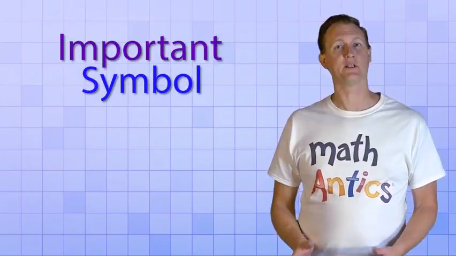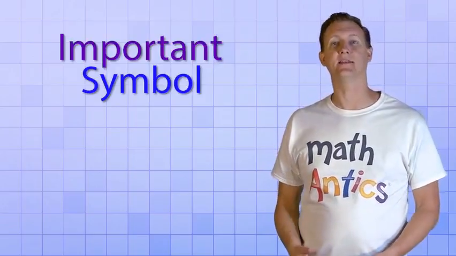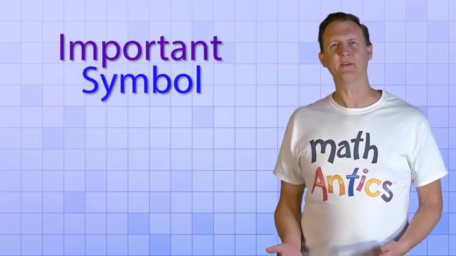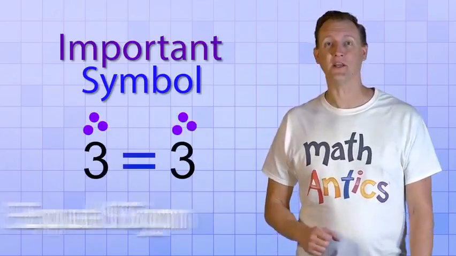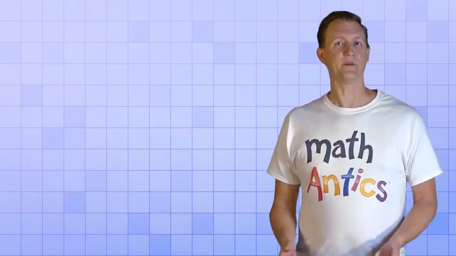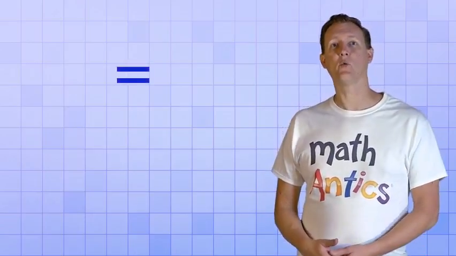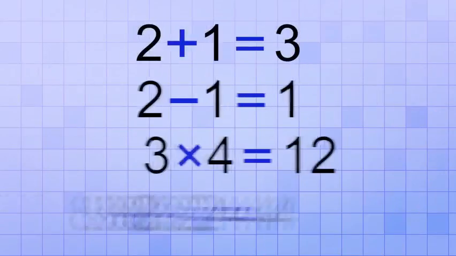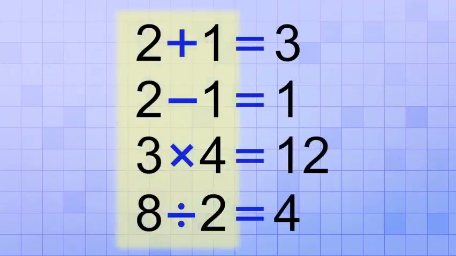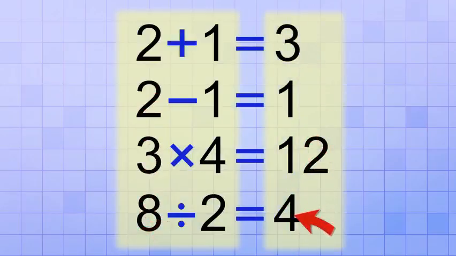But it doesn't tell us what to do with numbers. Instead, it tells us about them. Specifically, it tells us that two amounts are equal, which is why it's called the equal sign. In arithmetic, the equal sign is used to show what the answer is to an operation or a set of operations. On one side of the equal sign, you show the math operations that need to be done. And on the other side, you show the answer you get once they have been done.